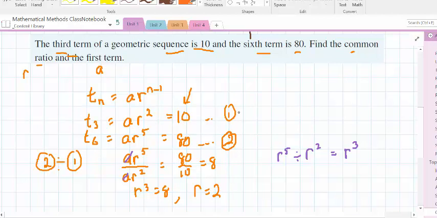So we need to find the first term. One way of doing that, we can go back to one of these two equations. I'm going to choose equation 1 because it's even simpler. So we have 10 equals a r squared, and r being 2, so a times 4.